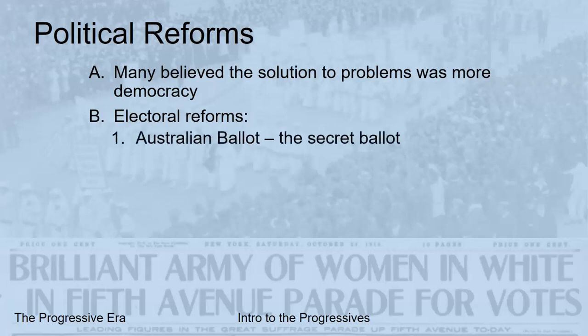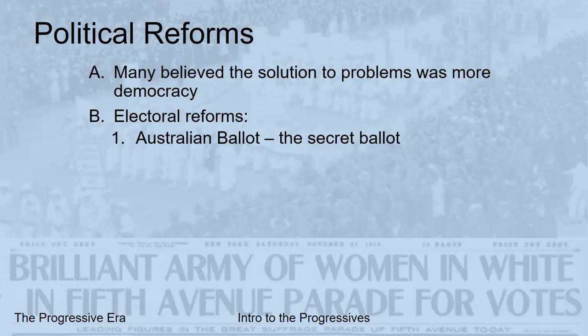We have 4 of them here. The first one is they introduced something called the Australian ballot. You probably know it as the secret ballot. And if you have ever been involved in any kind of election, you know that this is one of the things that we kind of hold sacred in the United States. The idea of nobody knows how I vote, so therefore I can vote however I want without fear of some kind of repercussion. We didn't have secret ballots during the Gilded Age.